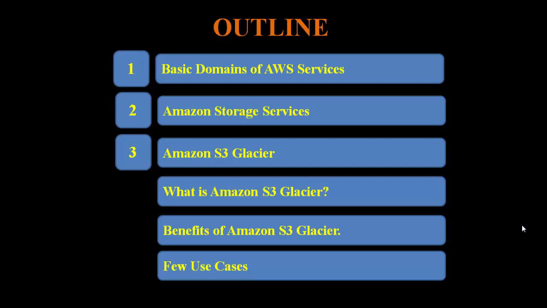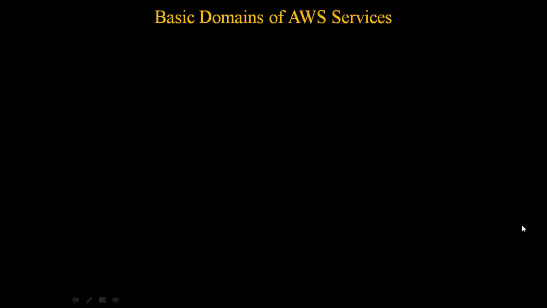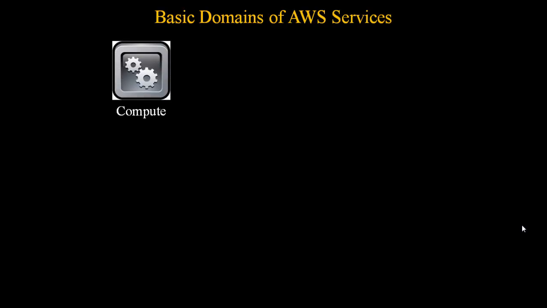So let's move on to the first point, that is the basic domains of AWS services. In AWS services there are multiple domains available and the first domain is the compute domain. We already discussed the compute domain in detail. Then the second one is the storage domain. There are a number of services inside the storage domain. In our last video we discussed Simple Storage Service, which is one service of the storage domain. And today we are going to discuss another service, Amazon S3 Glacier. It is also part of the storage domain.